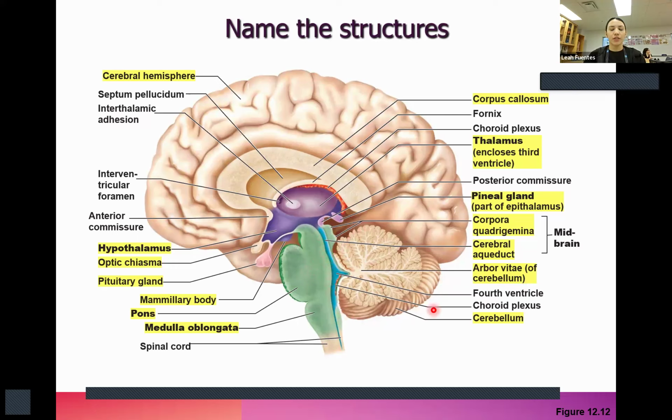This entire structure here is the cerebellum, but specifically these structures inside of the cerebellum that kind of look like a tree. These are the arbor vitae. So on the exam specifically, you're going to want to read the question very carefully and make sure to identify what they're asking for, whether it's the entire structure, the cerebellum, or the inside landmarks or the inside structure of the cerebellum, which would be the arbor vitae. We have our fourth ventricle, and then our choroid plexus, and then again, our cerebellum.